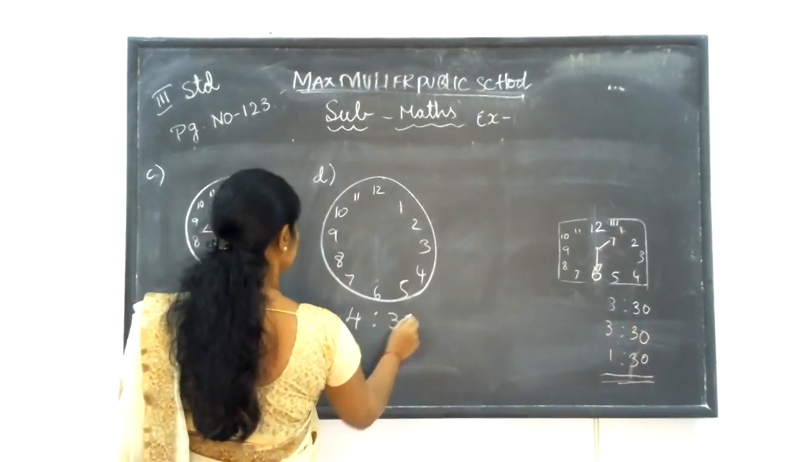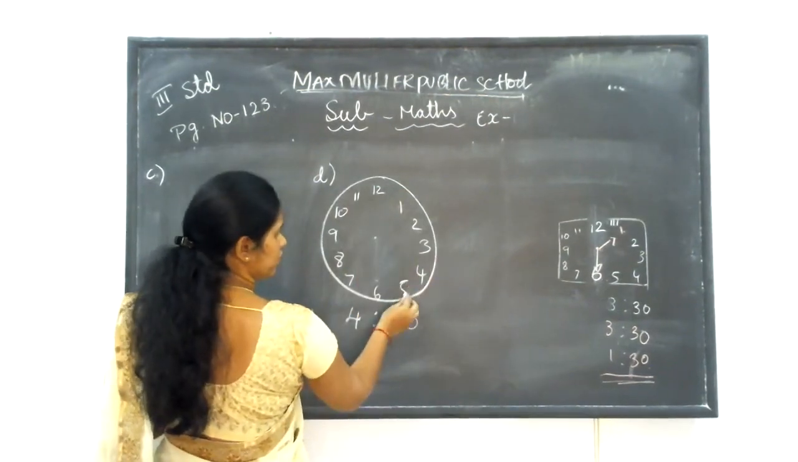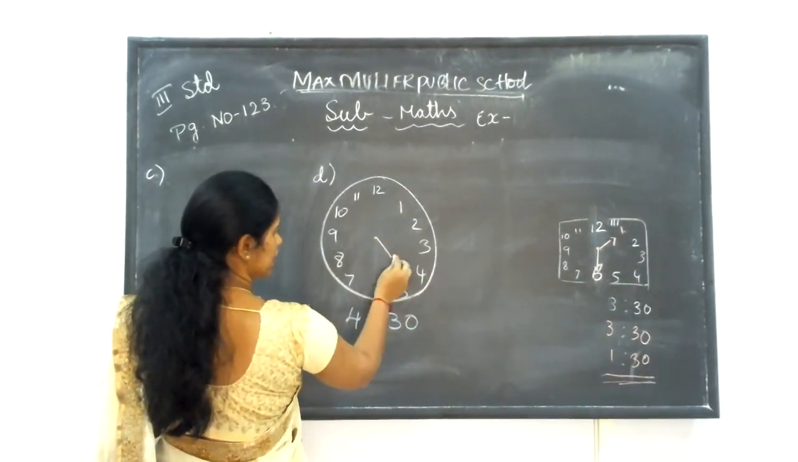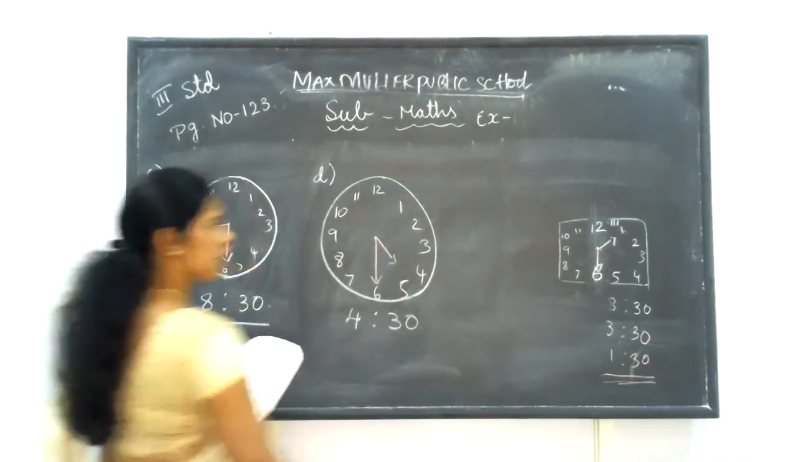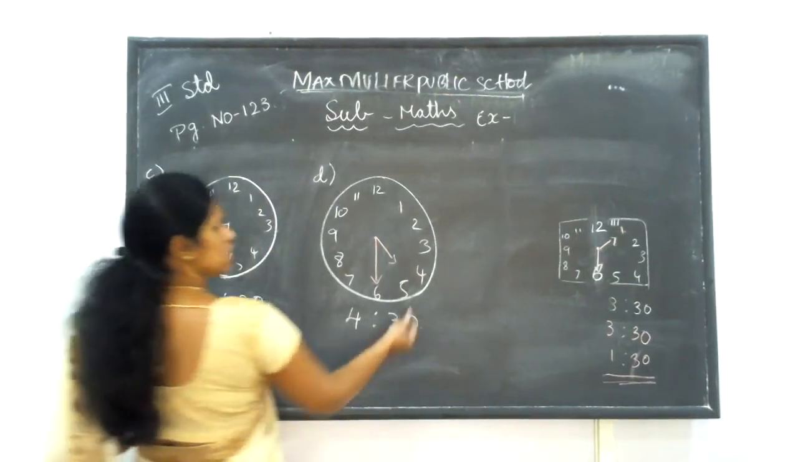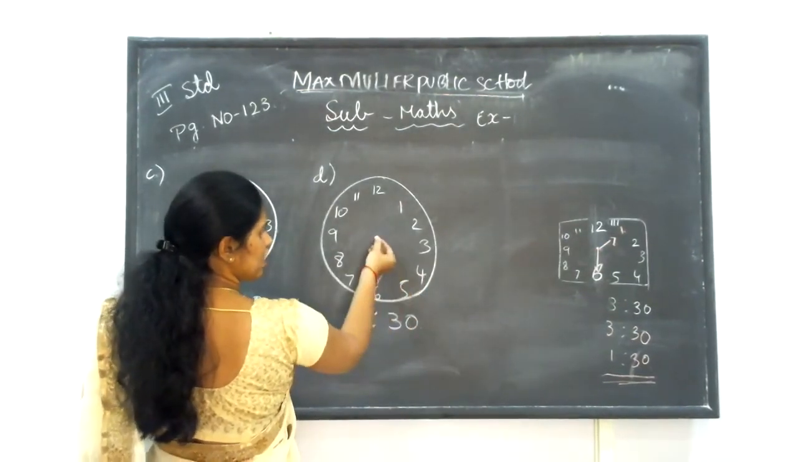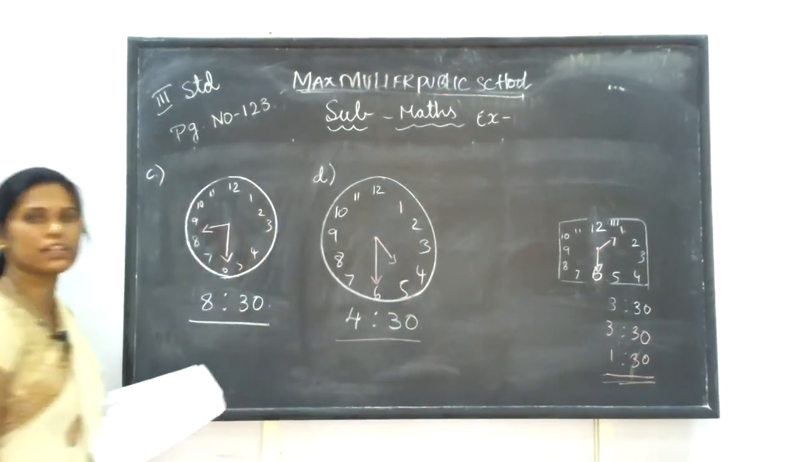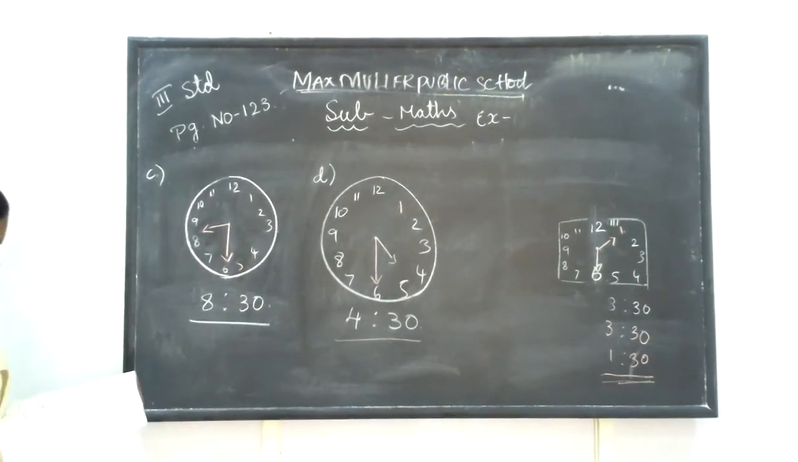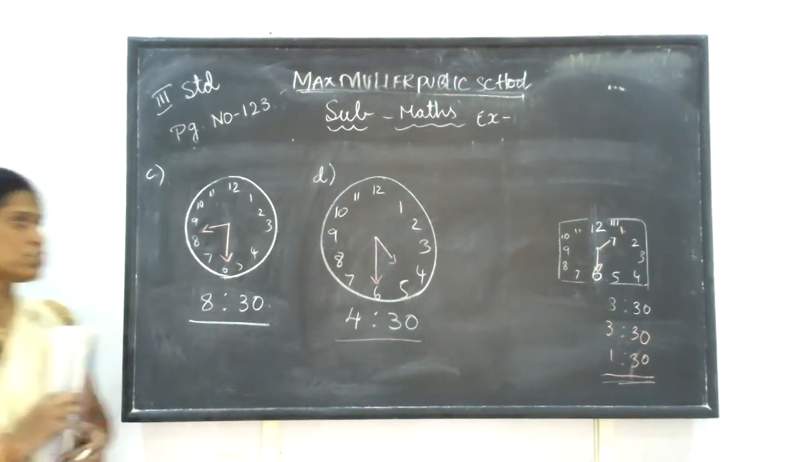They have given 4:30. 4:30 means between 4 and 5. You have to draw the short hand there, and the long hand should be towards 6. Understood? 4:30 means between 4 and 5. The short hand should indicate that, and the long hand should indicate 6. So that is 4:30. Draw it. Finished, all of you? I hope all understood this one.